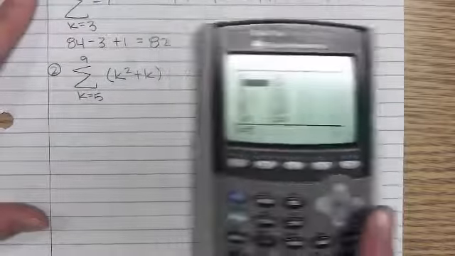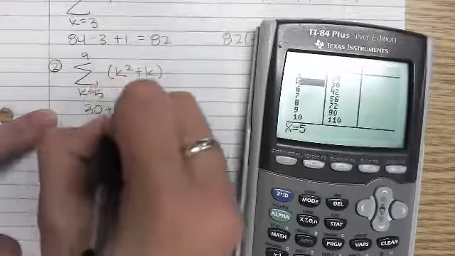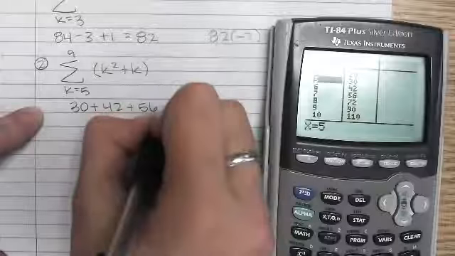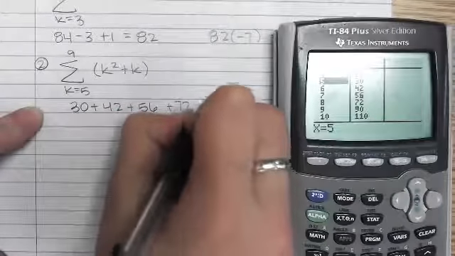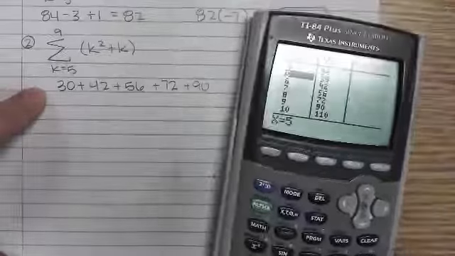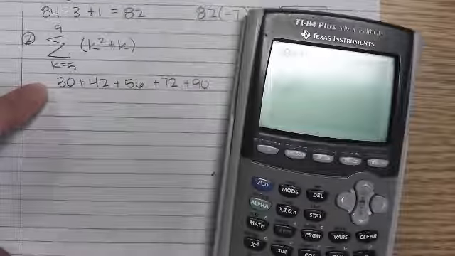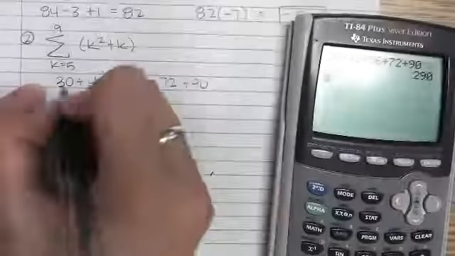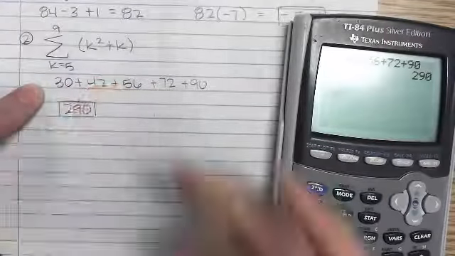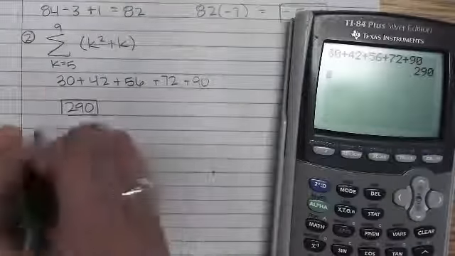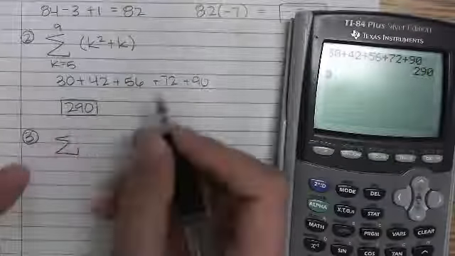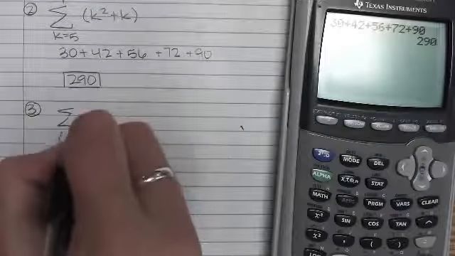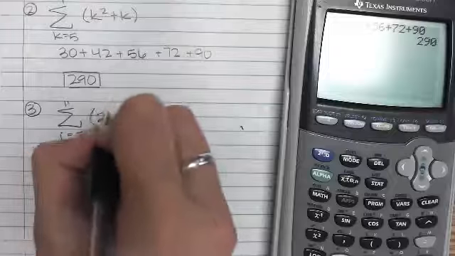So the 5th term is 30 and 42 and 56 and 72 and then 90. See, that's not so bad. The calculator found the terms for us. And then I'm just going to go ahead and add those all up. So again, when I do these, I can't use a formula. I have to be really careful to recognize that there's no formula I can use here.